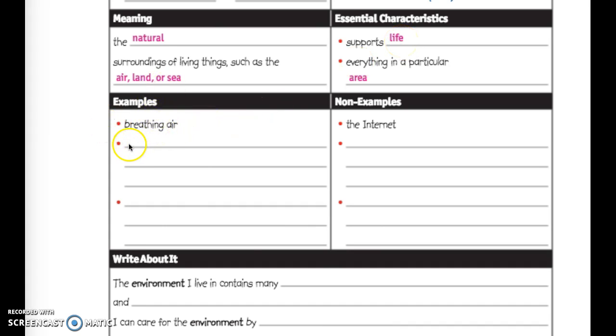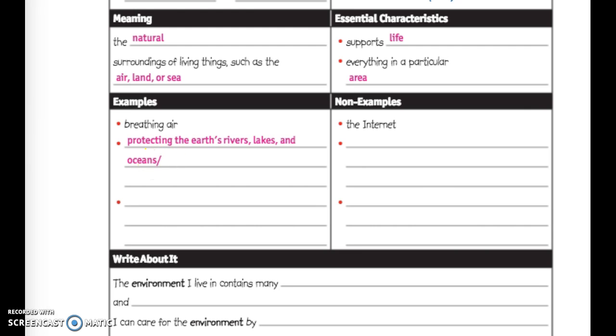Here is another example of environment. Protecting the Earth's rivers, lakes, and oceans. That has to do with the environment. There are people who are trying to protect the Earth's rivers, lakes, and oceans, which has to do with land or sea, and also supports life in the rivers, lakes, and oceans.